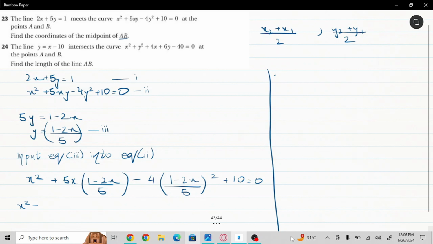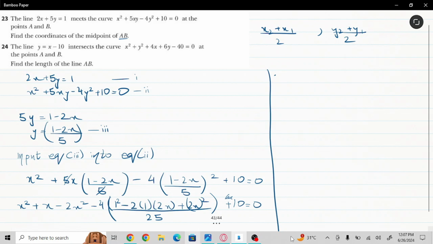So x squared plus 5, and the 5 will be cancelled. They are multiplying. x minus 2x squared minus 4. Before we do that, we are going to use (a minus b) whole squared. So a squared, meaning 1 squared, minus 2 multiplied by a multiplied by b, plus (2x) whole squared divided by 5 squared, which is 25, plus 10 is equal to 0.